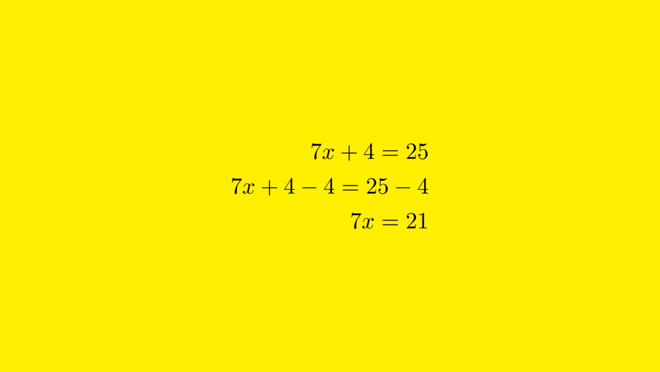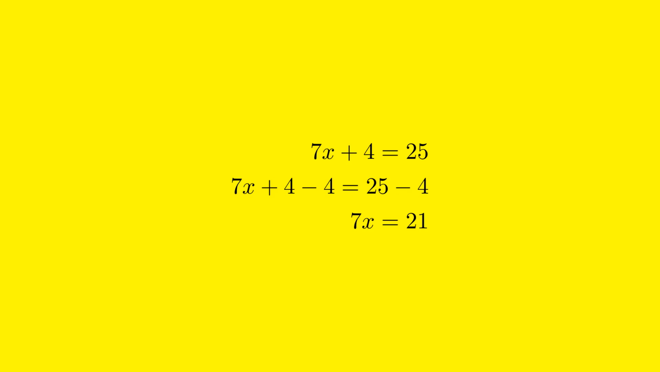To solve the problem 7x plus 4 equals 25, we need to isolate the variable x to find its value. In step 1, we want to start by eliminating the number that is added to 7x, which is 4. So we perform the arithmetic step of subtracting 4 from both sides of the equation.